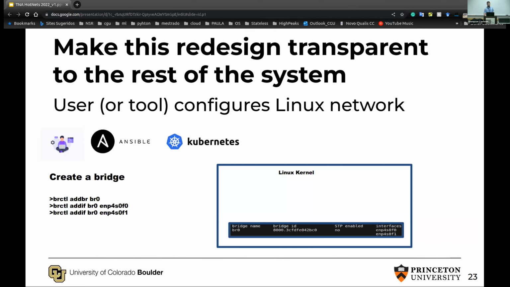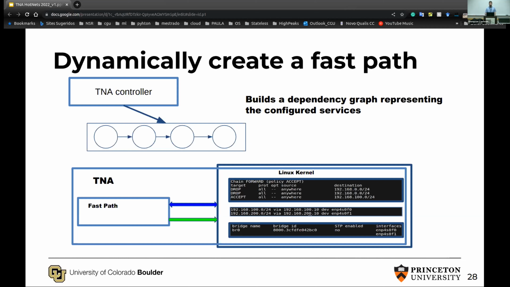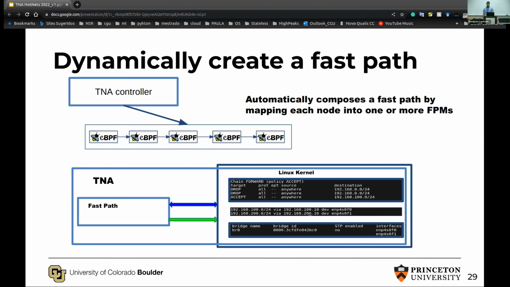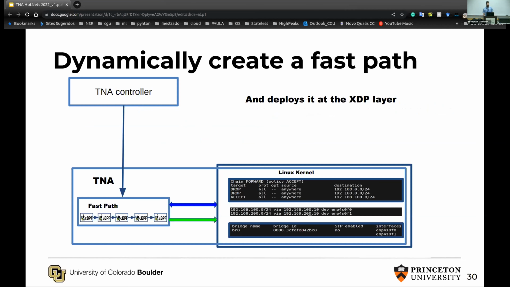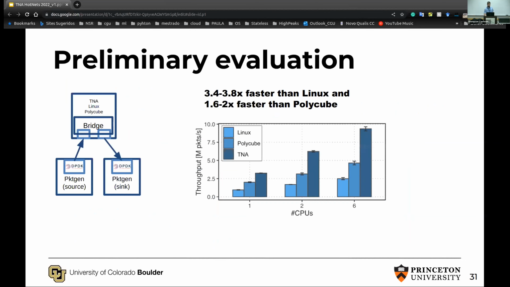After introspecting the Linux kernel, the TNA controller will find relationships among those retrieved kernel objects, and it will create a dependency graph representing the configured services. After that, the controller will dynamically compose a fast path, and it will do that by mapping each of those nodes of the dependency graph into one or more fast path modules that will be stitched together to build the fast path. And finally, the controller will compile the fast path and deploy it at the XDP layer.